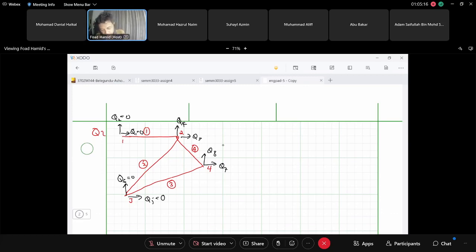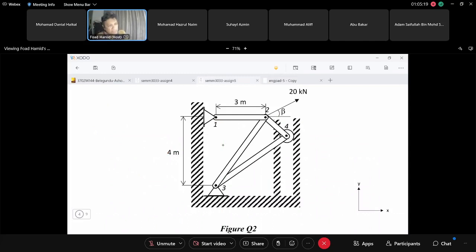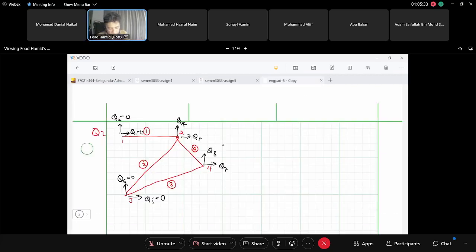How about any other boundary conditions? Okay, we have done this one. So any more? Okay, in that case, Q7 is equal to 0 because there's no horizontal displacement, right? Because it cannot move in the horizontal direction, but it can move up and down, which is vertical.